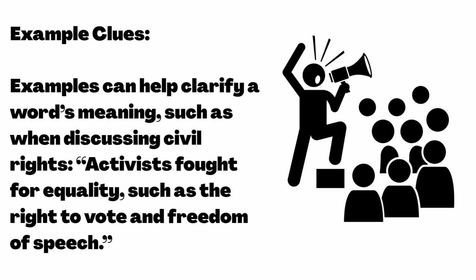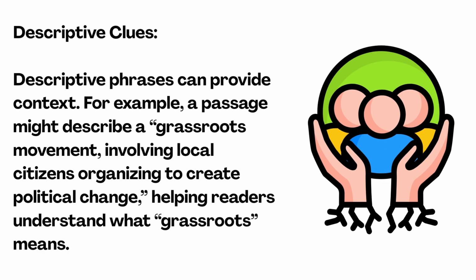Example clues. Examples can help clarify a word's meaning, such as when discussing civil rights, activists fought for equality, such as the right to vote and freedom of speech. Descriptive clues. Descriptive phrases can provide context. For example, a passage might describe a grassroots movement, involving local citizens organizing to create political change, helping readers understand what grassroots means.